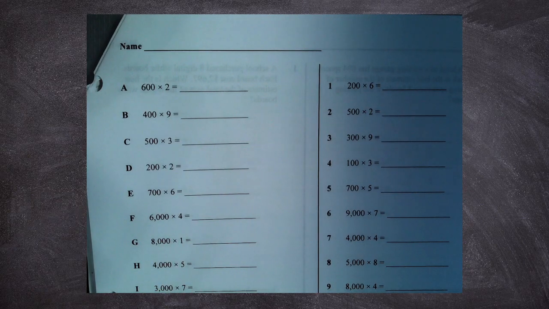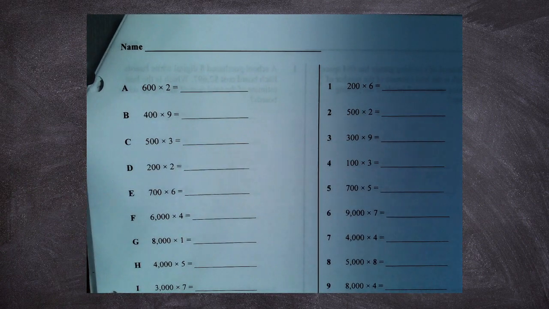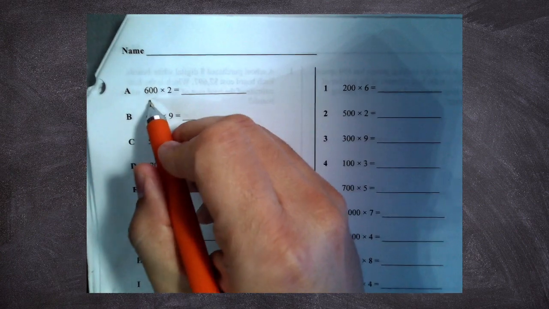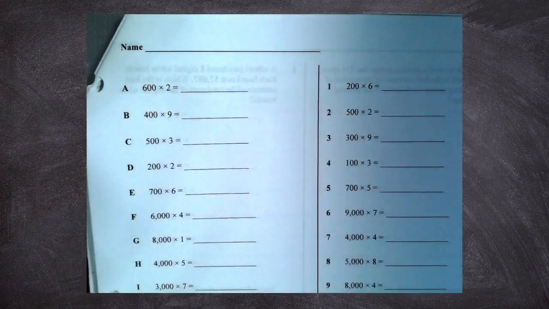We're going to start with problem A on skills 9. And this is something that we've talked about before. Normally, the problems that we practiced before were problems where it was just like a 10. But the same trick works even for these numbers. Take a look at problem A. 600 times 2.